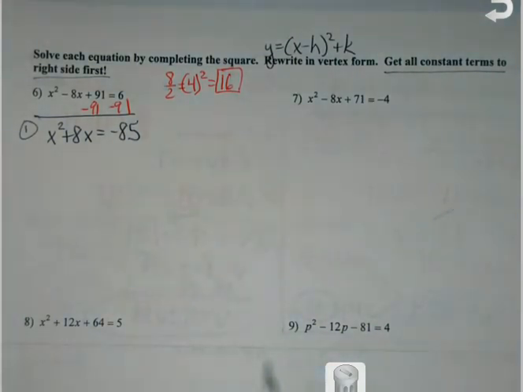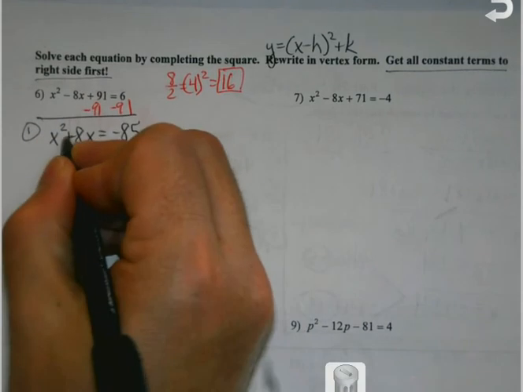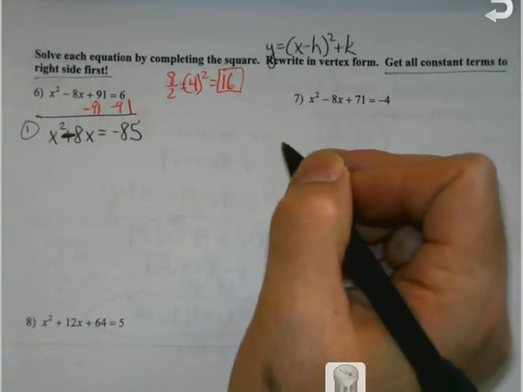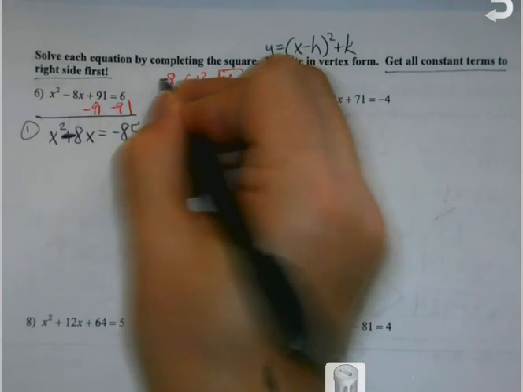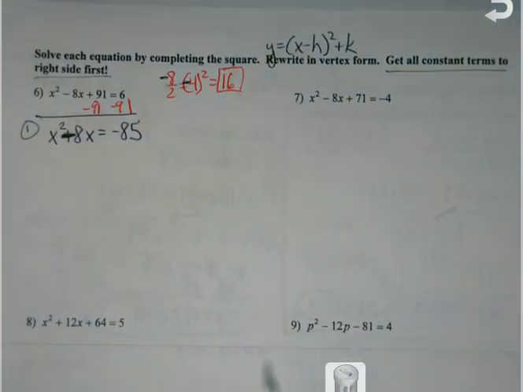What's that? Is that supposed to be a... Oh dear. Thank you. Oh, and Mr. H did something else he didn't want to do. Dang it. Still gets me a positive 16, but that's going to change my value here in a minute. We're not going to be able to rewrite in vertex form because Mr. H did something goofy.